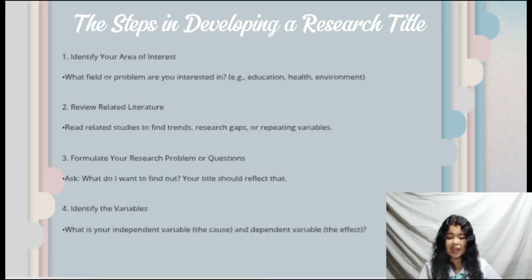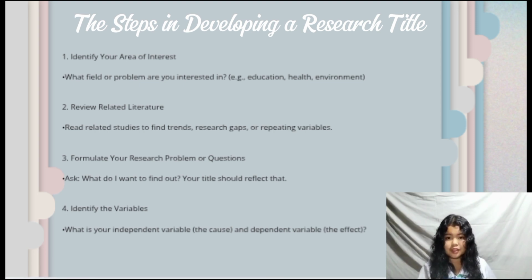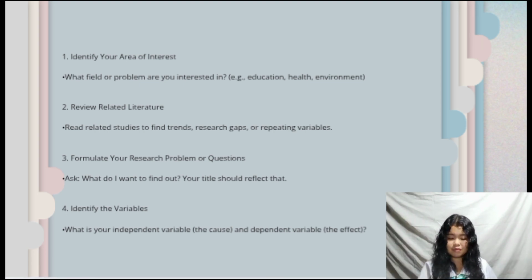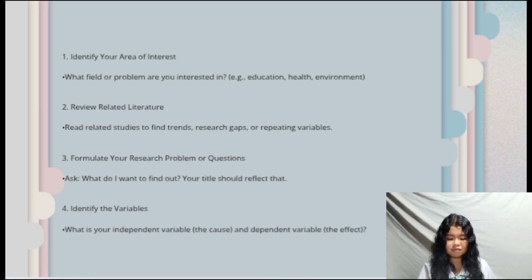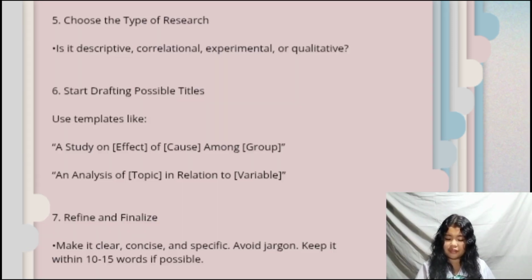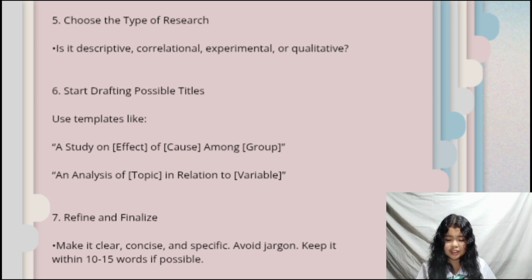Number 1, identify your area of interest. Number 2, review related literature. Number 3, formulate your research problem or question. Number 4, identify the variables. Number 5, choose the type of research. And number 6, start drafting possible titles. And number 7, refine and finalize.